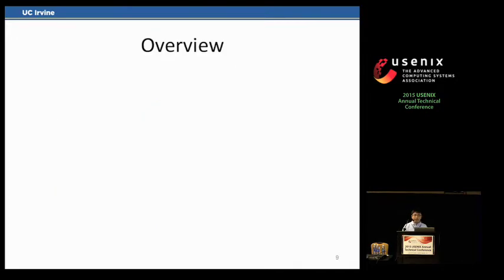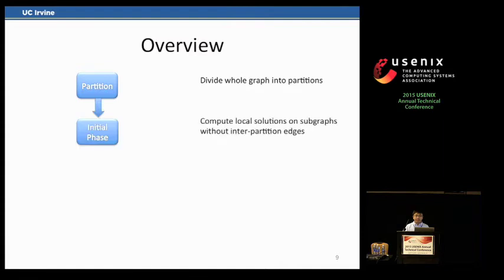Now let's talk about GraphQ. Given a very large graph, GraphQ first divides the whole graph into partitions. Each partition on a high level can be viewed as a subgraph. In the initial phase, GraphQ computes local solutions on subgraphs without considering the interpartition edges. Ignoring the interpartition edges allows GraphQ to load one partition at a time and perform vertex-centric computation independently of other partitions, which will reduce the computation and I/O cost.